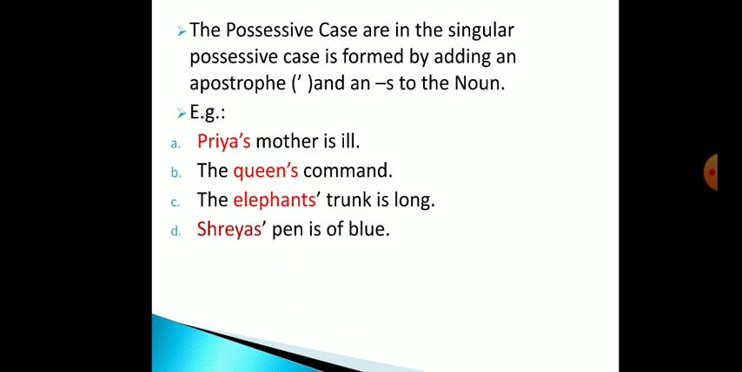Shreya's pen is of blue color. As you can see, the word ends with s, so we do not write another s, we just put an apostrophe in the sentence. The girl's mother is a teacher. Here girl is singular and her mother is a teacher. By that we are showing the possessive case in a singular noun.